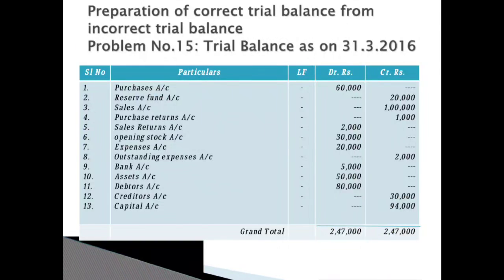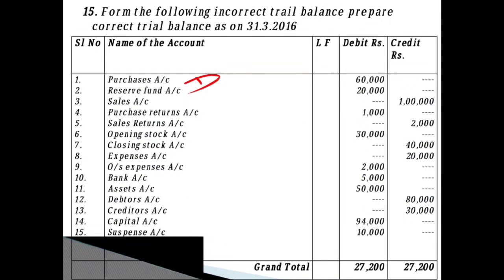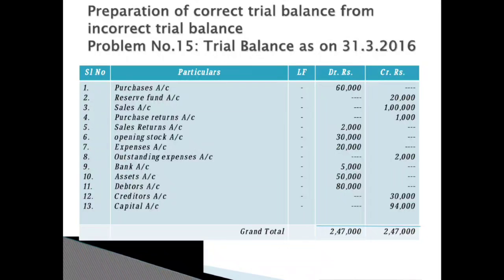Solution it is. Then secondly, you have reserve fund, which you had to record as a credit balance, but they have recorded it in debit. It should be a credit balance. So now in the solution, secondly, reserve fund we have recorded in the credit column, rupees 20,000.